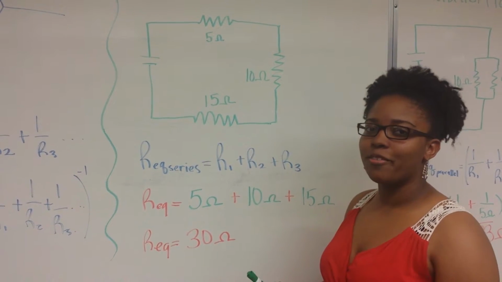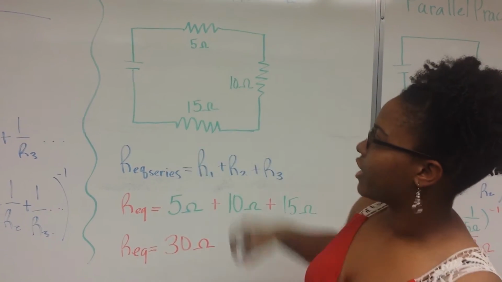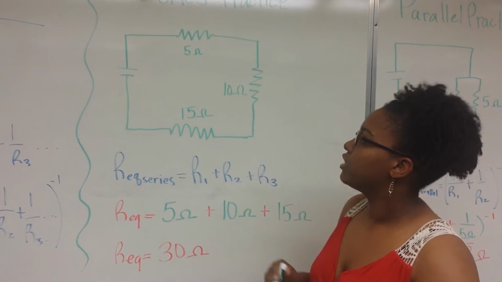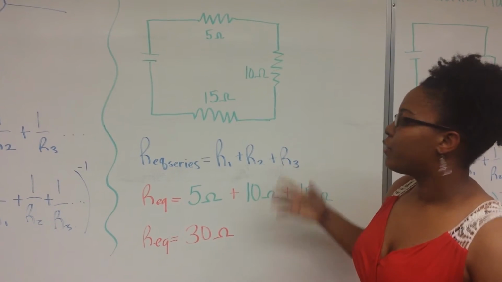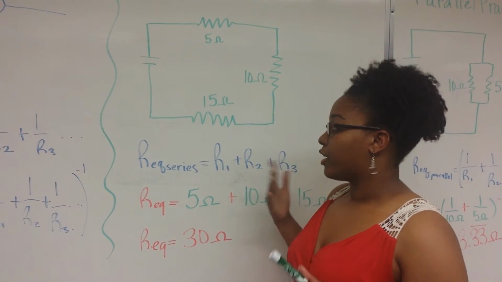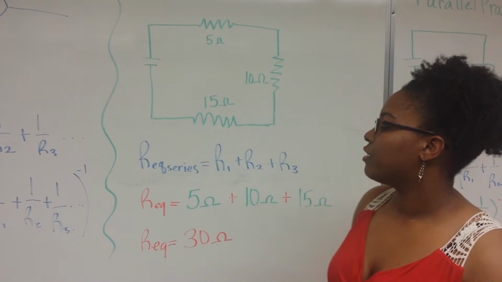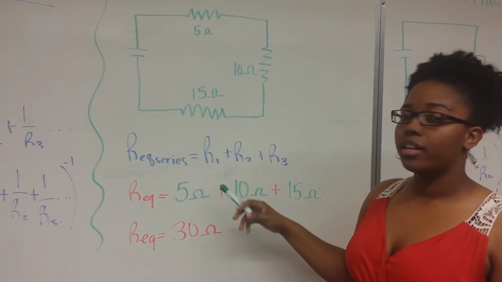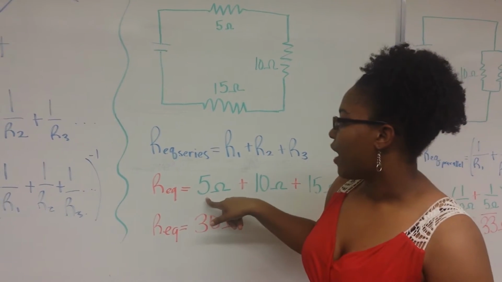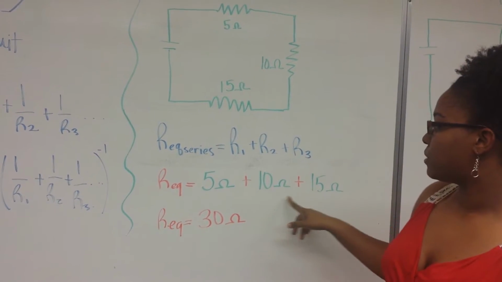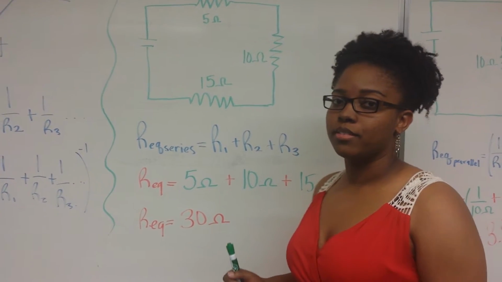So now, let's go over practice problems for resistors in series. So here's our circuit. We have a 5 ohm resistor, a 10 ohm resistor, and a 15 ohm resistor. So if we were to use our equation that we came up with earlier for series circuits, we have Req series is equal to R1 plus R2 plus R3, and that would be equal to 5 ohms plus 10 ohms plus 15 ohms, and our answer will be 30 ohms.